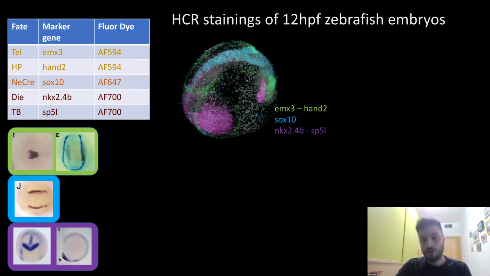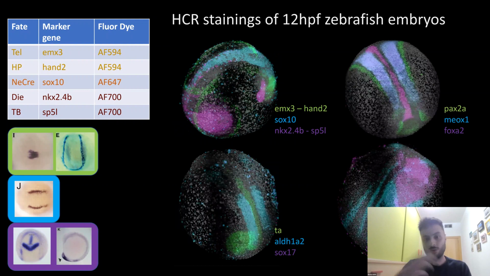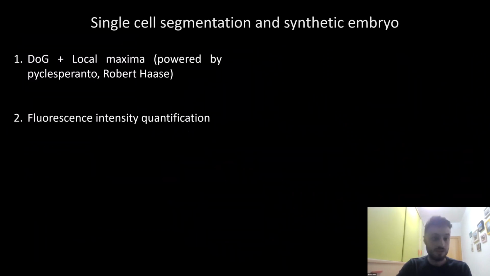However, one might think of adding more genes, and by performing different HCR panels, we decided to stain for different markers, which are depicted here, thus generating a pool of 14 marker genes over different zebrafish embryos. From these images, we then perform segmentation of single cells and eventually reconstruct a synthetic embryo.